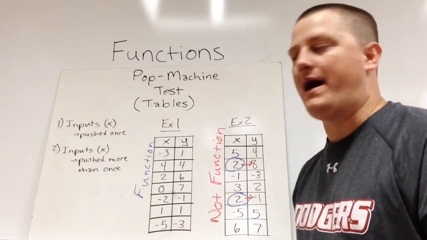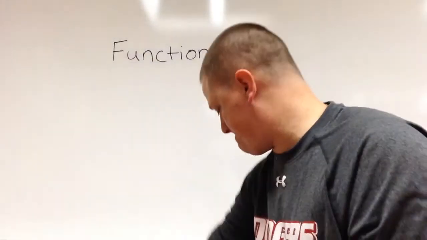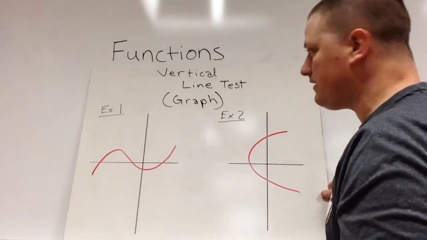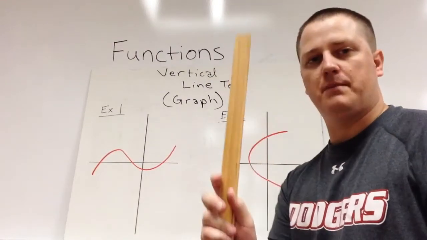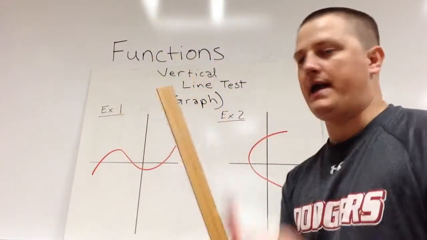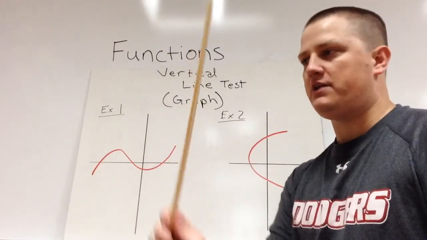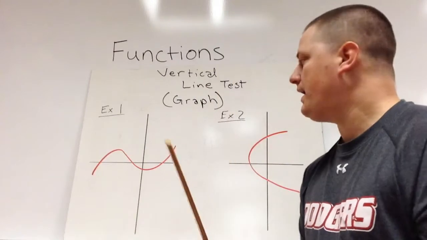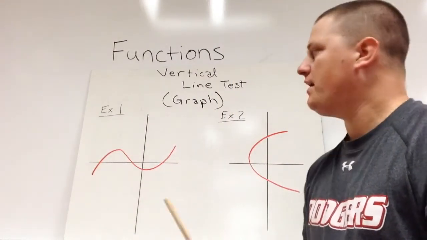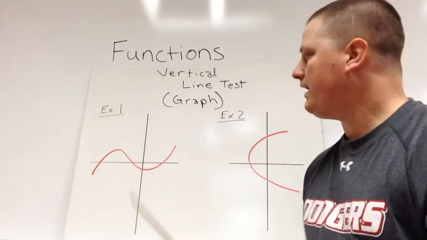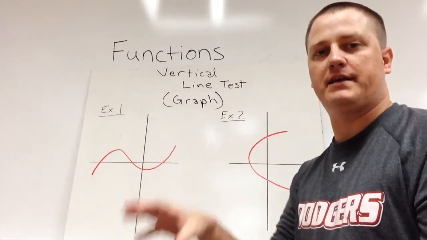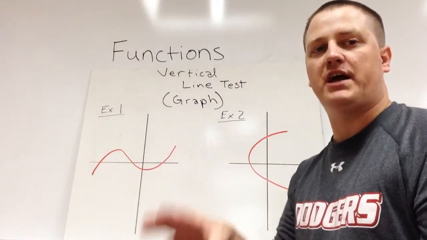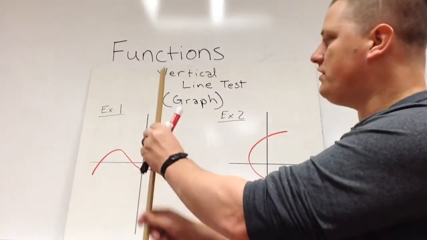Next we want to look at a graph. So here we have two graphs. I like to use a straight edge. It can be a ruler, could be your pen or a pencil. And I like to take my straight edge and turn it vertically, or up and down. And what we do is we use a vertical line test. What we're searching for is a spot where, if we put the vertical line on top of the graph, we will touch the graph in more than one spot.